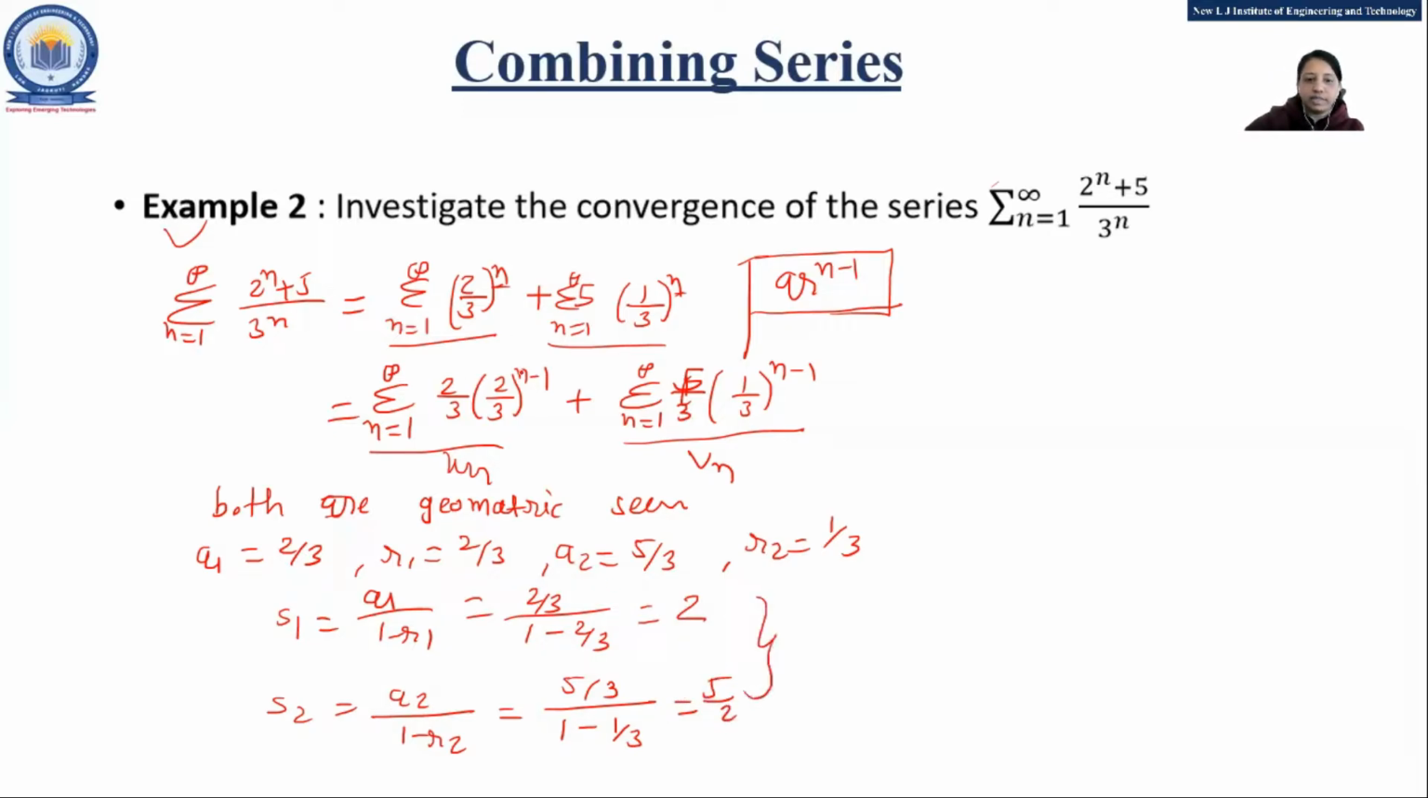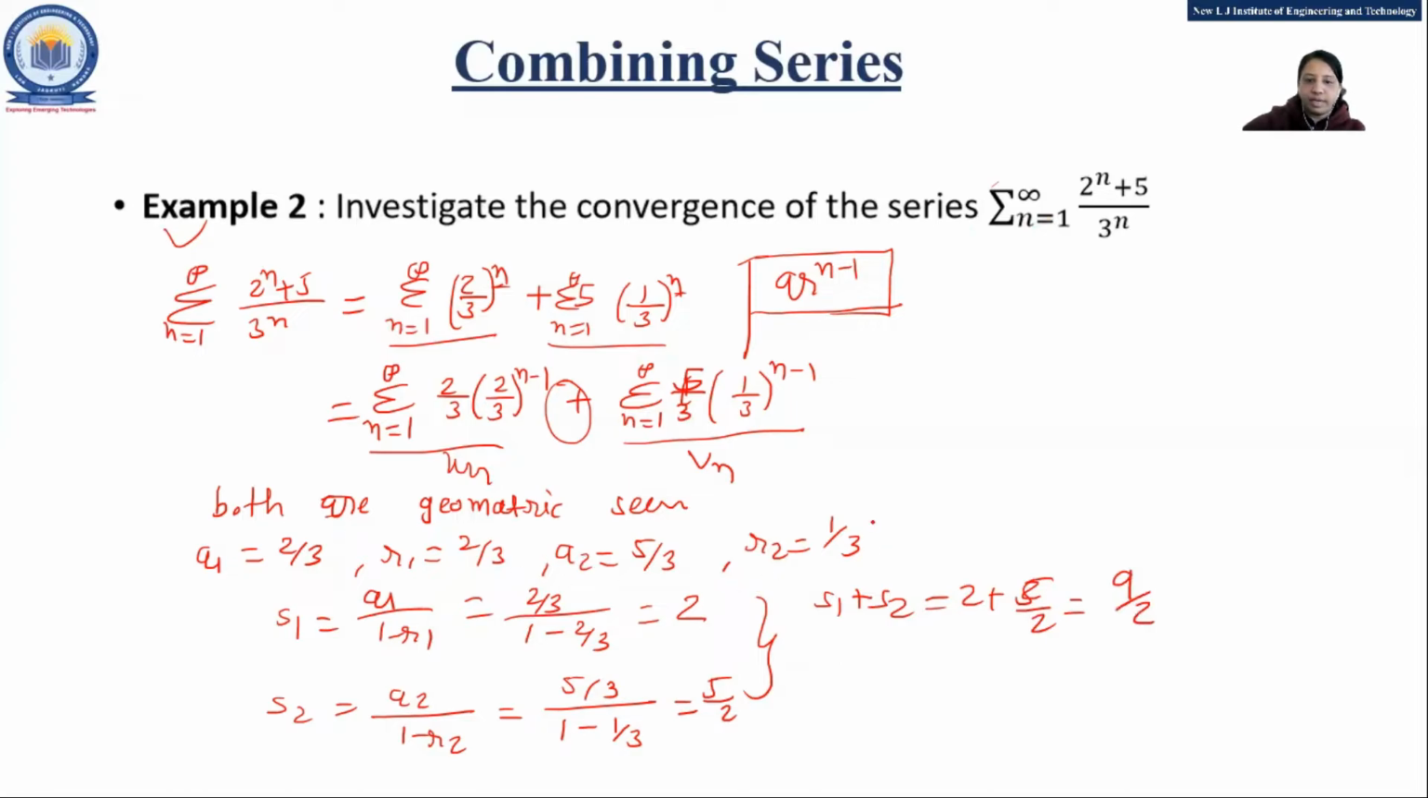Now just combine these. Here there is a plus, remember that. So for the sum, it will be S1 plus S2. So 2 plus 5 by 2. Your answer would be 9 by 2.